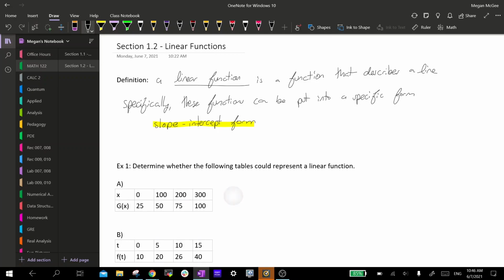And the slope-intercept form is what you might remember as our y is equal to mx plus b. That's our slope-intercept form. However, we're going to start looking at this as being our f of x. So our y values will be our f of x values now. Okay, so this is our slope-intercept form.